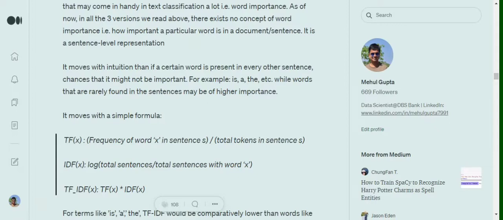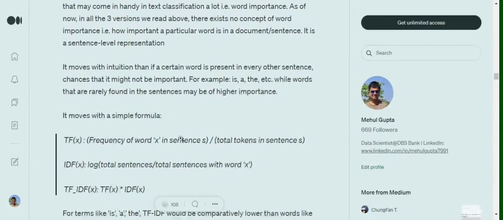First of all, let's understand how the formula works. TF-IDF is equal to term frequency of x times inverse document frequency of x. First we'll calculate the term frequency. Term frequency is nothing but the frequency of word x in a sentence s upon total tokens in the sentence. And IDF equals log of total sentences upon total sentences with word x. The final equation becomes TF of x times IDF of x.